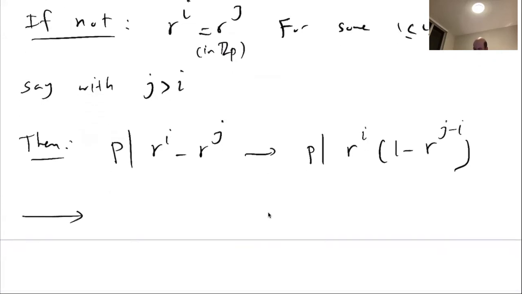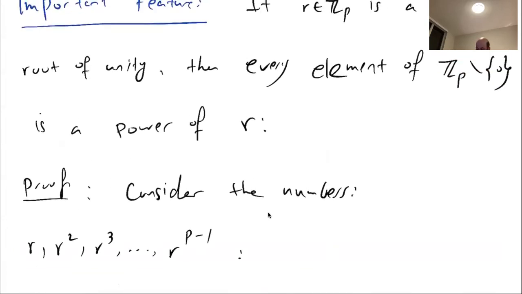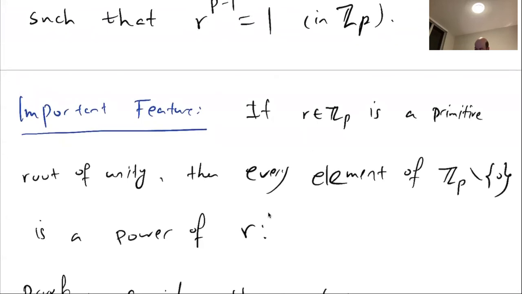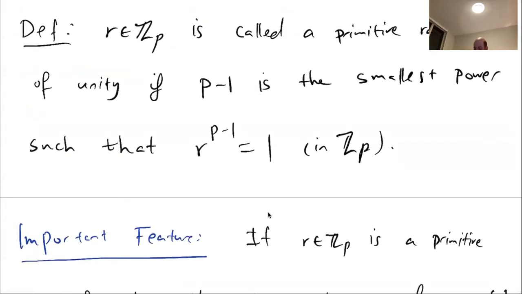But remember, r is a primitive root of unity. By assumption, a primitive root of unity cannot be 0. Why cannot it be 0? Because I want p minus 1 to be the smallest power such that r to power p minus 1 is equal to 1. But 0 to any power is 0, it's not 1, right? So any primitive root of unity cannot be 0, because 0 to any power gives you 0. It will never give you 1.